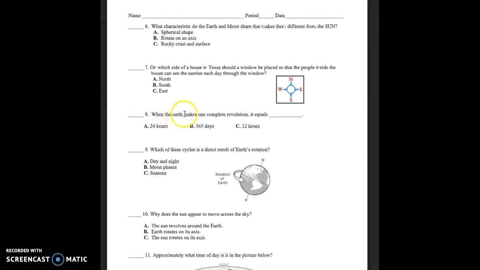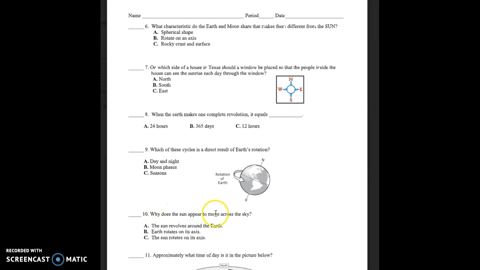Number 8. When the Earth makes one complete revolution, it equals A. 24 hours. B. 365 days. C. 12 hours. Number 9. Which of these cycles is a direct result of Earth's rotation? A. Day and night. B. Moon phases. C. Seasons.